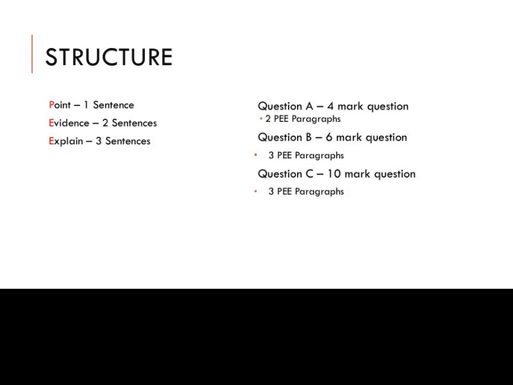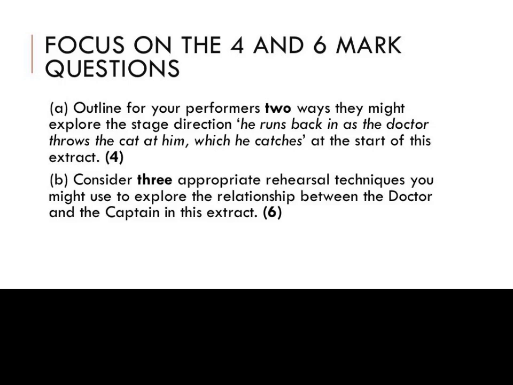In general, question A, which is a 4 mark, is 2 paragraphs, focusing on 1 rehearsal strategy each. Question B is 3 paragraphs, and section C is then again 3 paragraphs at least, but they are a different kind of structure to your paragraphs. We'll talk about that in a moment. So let's have a look at some examples of the 4 and 6 mark question first.